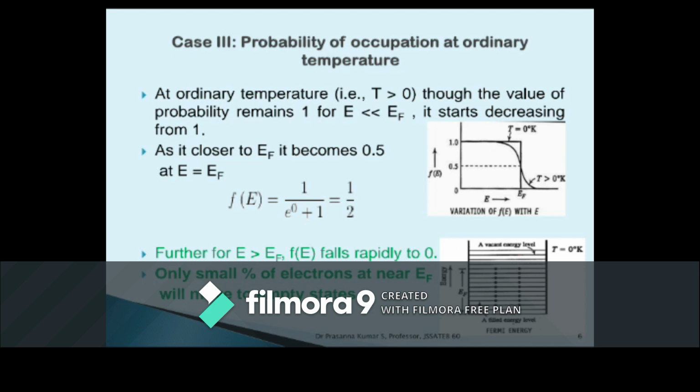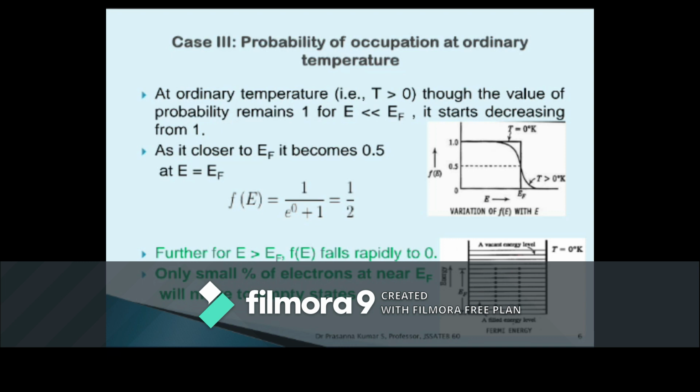We cannot always think of T equal to 0 K. For any practical purposes, to understand the material, the temperature is always greater than 0 K. At any ordinary temperature, T is definitely greater than 0 K. It means we are thinking of a practical situation where temperature is greater than 0 K. So now again look at the similar diagram, f of E versus E, and you have seen that the probability of occupation for all those energy values less than EF is 1, isn't it?